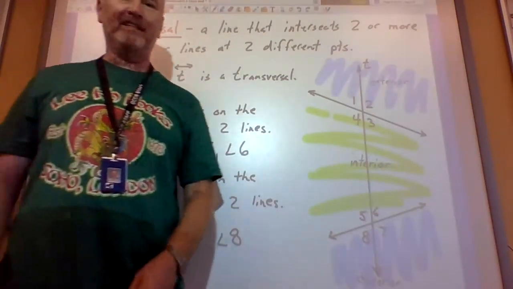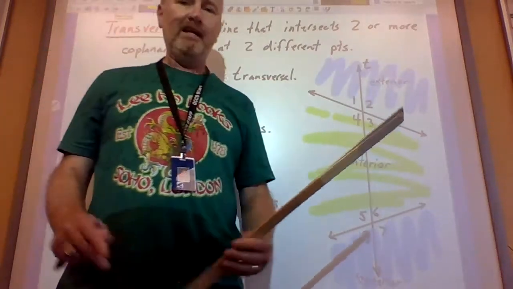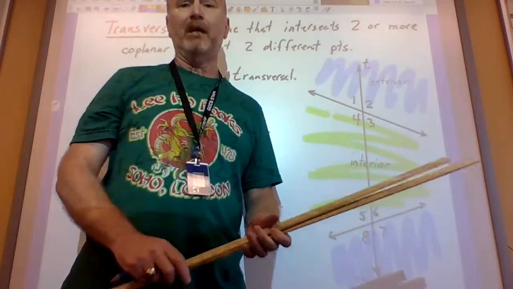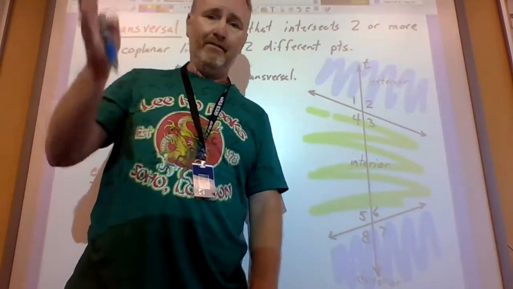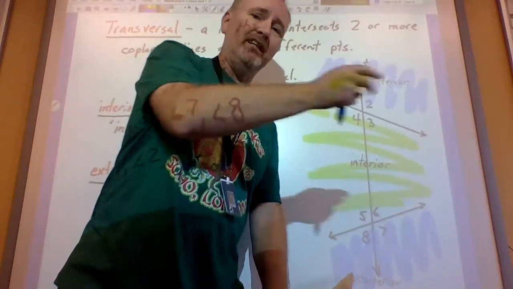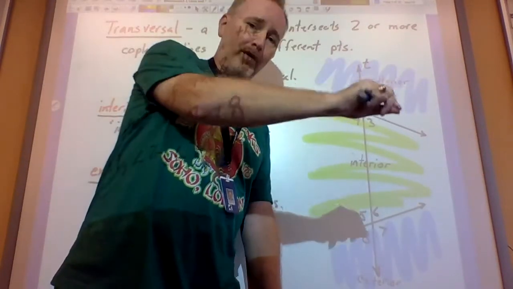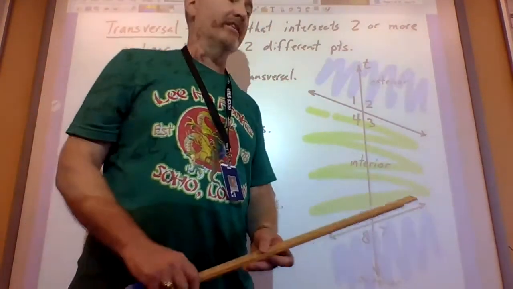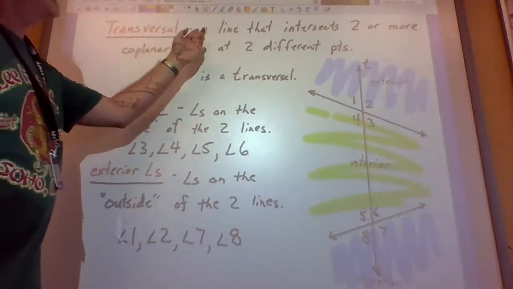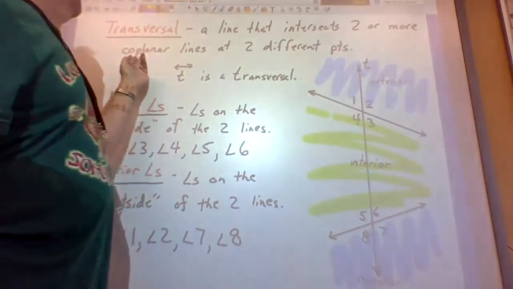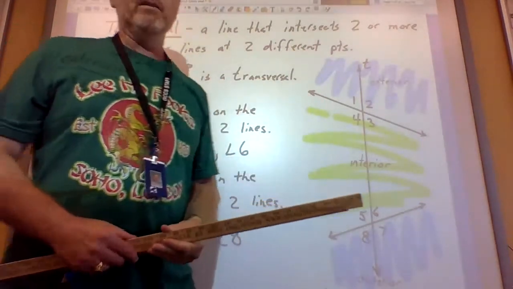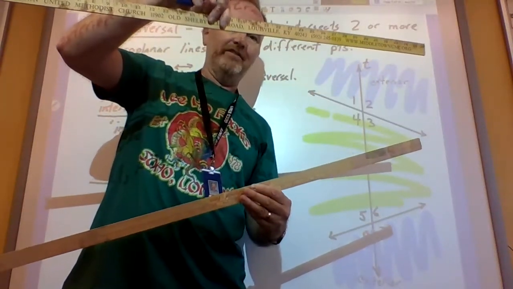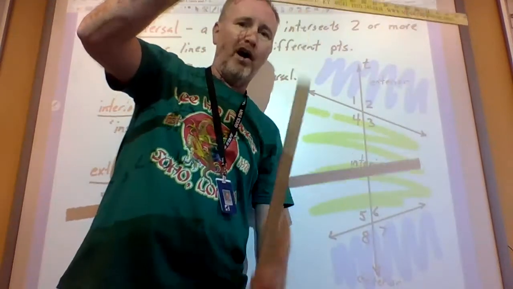Transversal. Okay, there's that prefix trans again. Like I've always told you, whenever there's a prefix trans, something is crossing over something or to something else. The transitive property: if A equals B and B equals C, then A can cross over B to equal C. Transversal, what's it crossing? A transversal is a line that intersects two or more coplanar lines at two different points. So you've got two lines, coplanar, they have to be in the same plane, and then the transversal is the one that cuts across both of them.